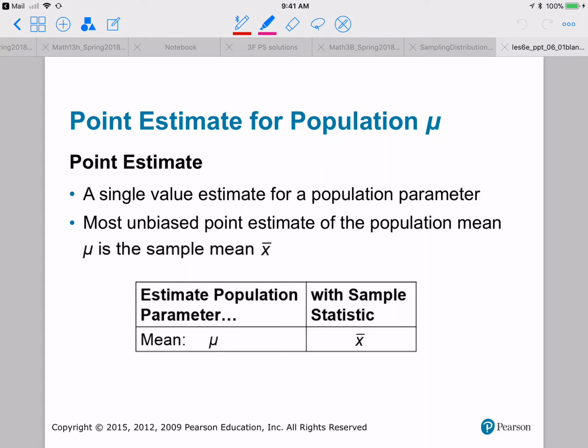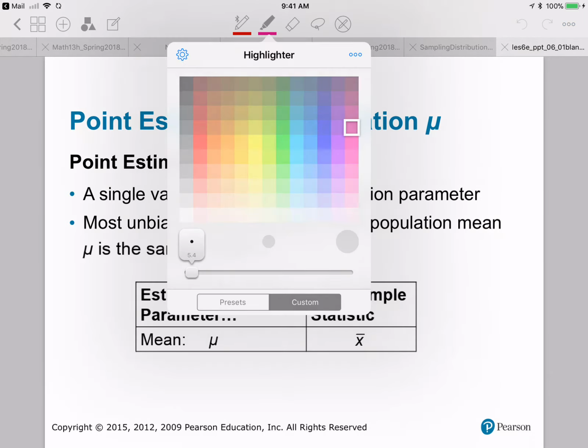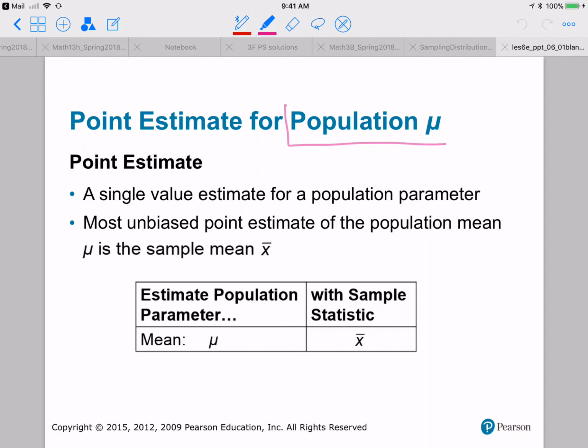Okay, so let's talk a little bit about point estimates. Now, point estimates for mu. So that's what we're working with for this section, right? So section 6.1 is all about population mean. So we're estimating population mean.